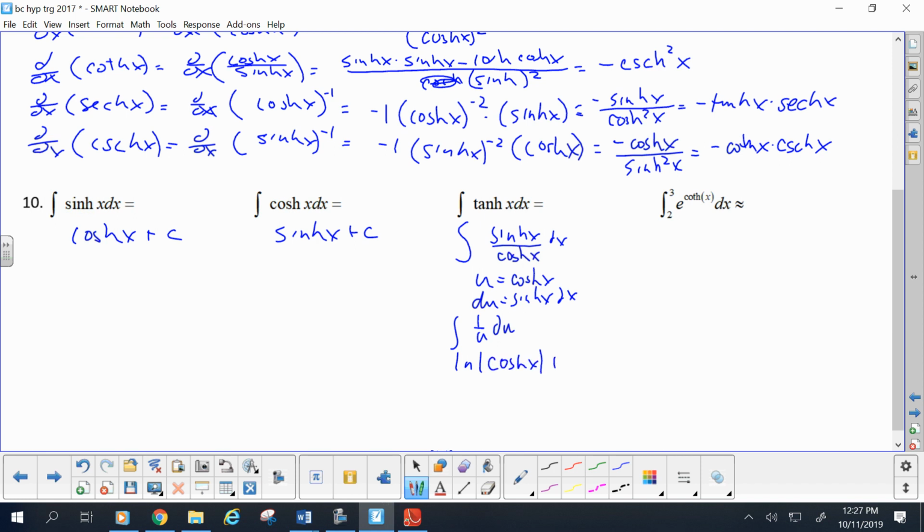Whereas absolute value is not needed. That's true. Absolute value is not needed. You're right. Absolute value is not necessary because cosh is always positive. Good call.